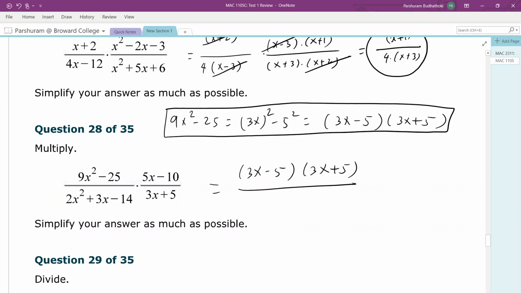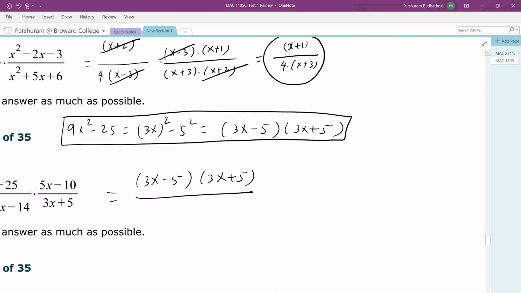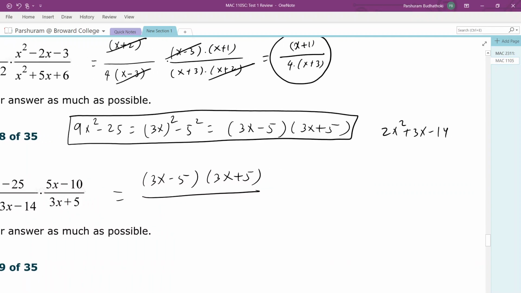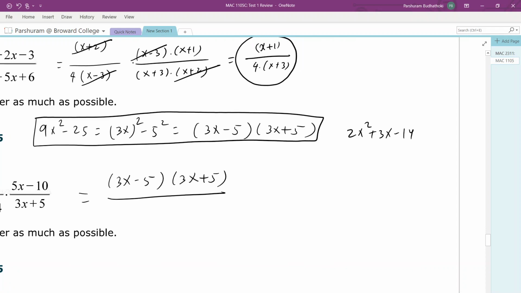On the bottom we can use the AC method. So let's find the factors of this: negative 2x squared plus 3x minus 14. So negative 14 times positive 2 is negative 28.